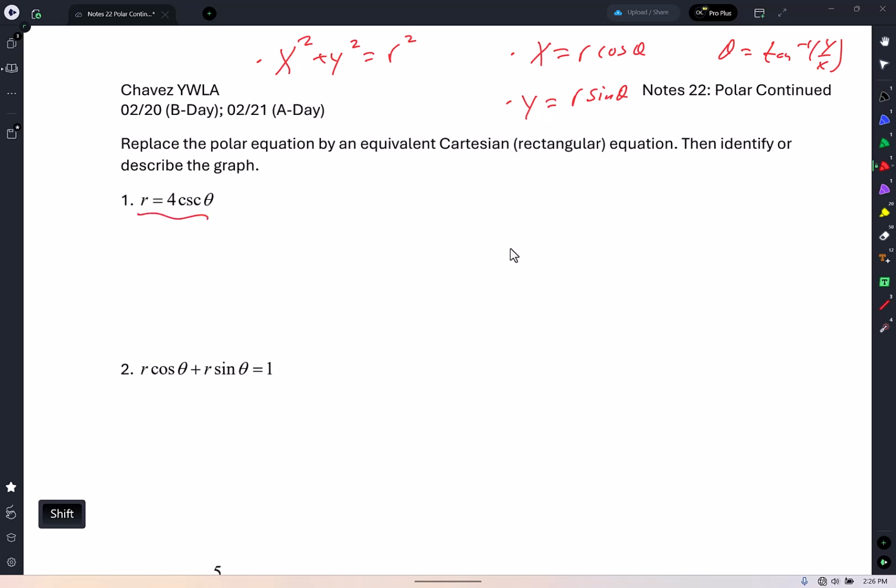Question number 1. I see r equals 4 cosecant theta. What do I know? That cosecant theta is the same thing as 1 over sine. So I'm going to rewrite this as r equals 4 over sine theta.